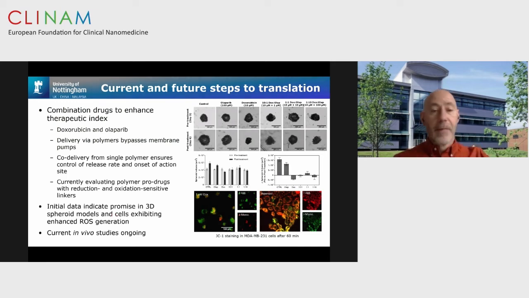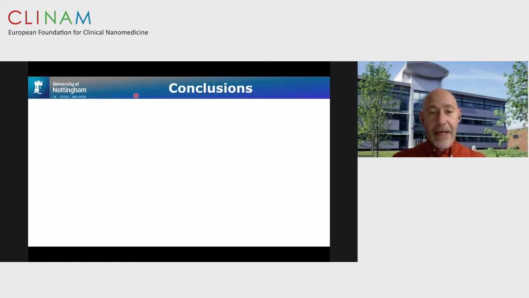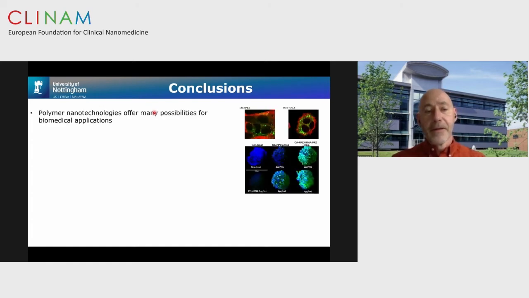So I think with the time being as it is, I'm going to conclude. I think that polymer nanotechnologies do offer many possibilities for biomedical applications. It's important that we understand where some of our polymer nanotechnologies can contribute, because clearly we and many, many others have shown that we can treat mice. And this question has been obviously important for the last 20 to 30 years.